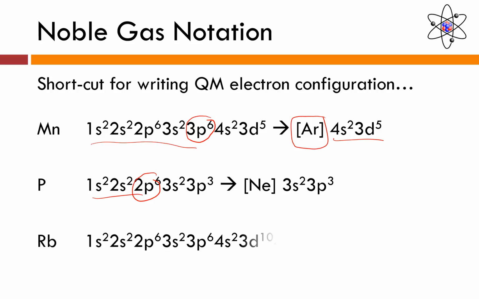Rubidium. Really big atom, whole lots of stuff to fill out. Go ahead and try this one yourself. Pause the video. Okay, hopefully you noticed that this is my last filled P sublevel. That corresponds to krypton. And look at how much I was able to shorten off of the electron configuration. This method is really helpful for those of you who choose to use the periodic table technique.